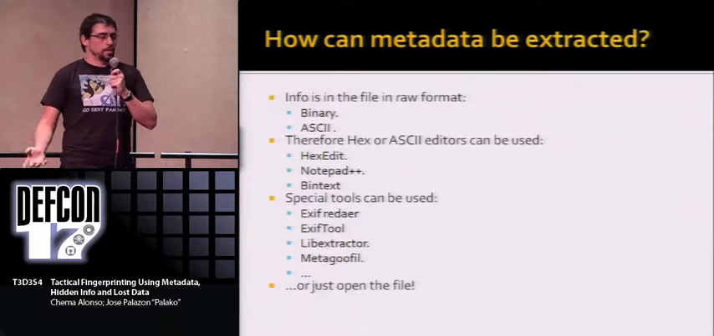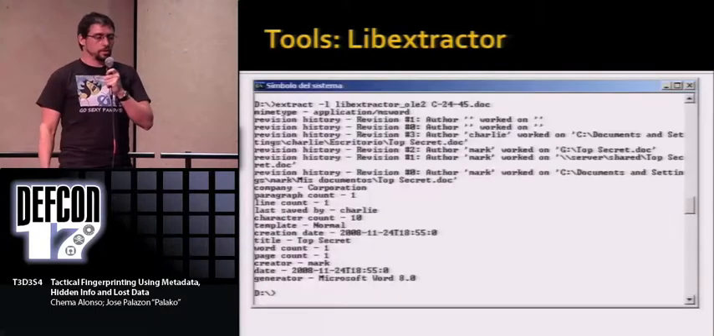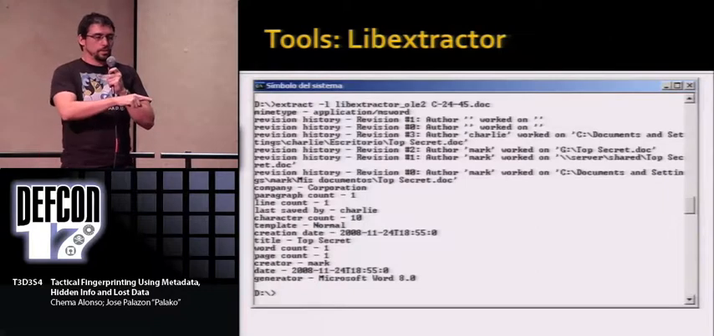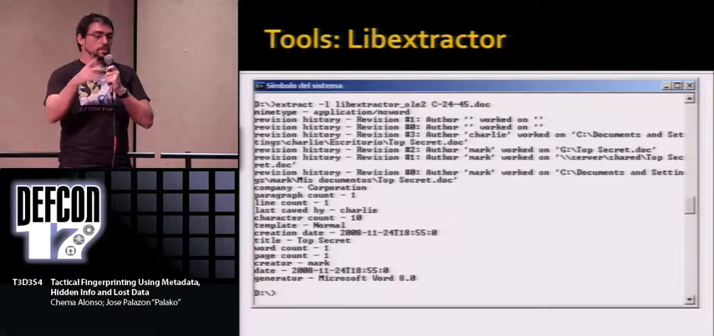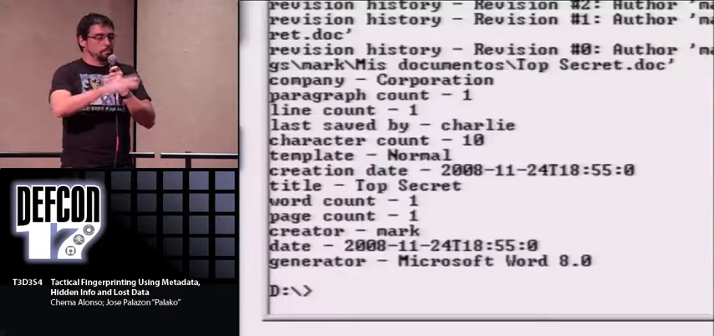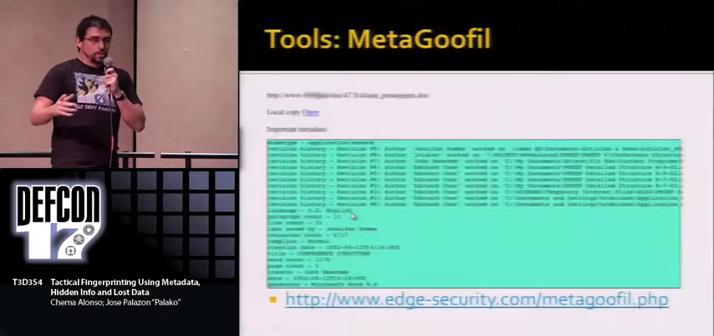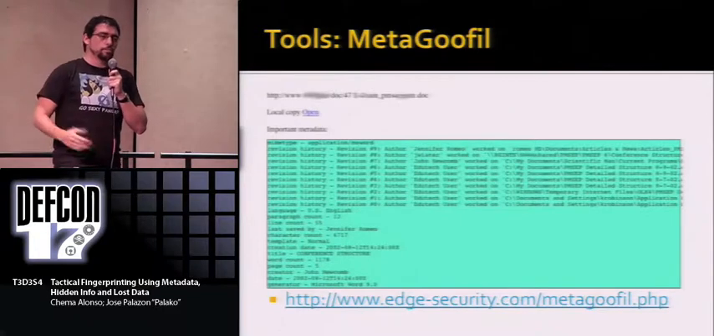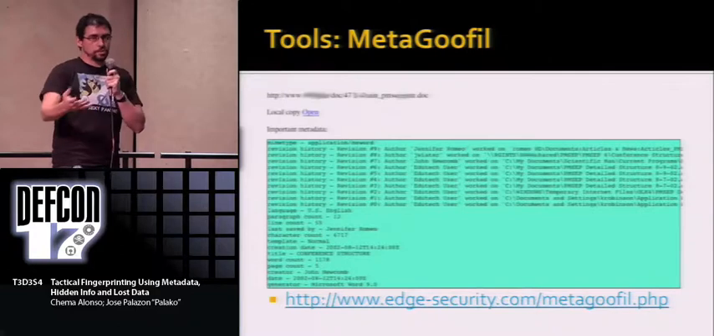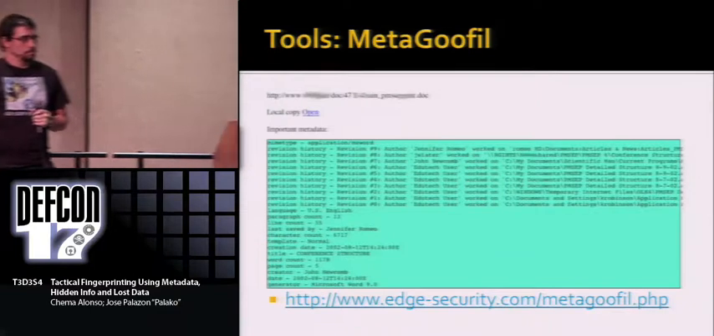To read the information, like EXIF readers for images, or LibExtractor, which is a tool that will take Office documents and read the information there. This is a screenshot of LibExtractor. It's taking a doc document, and you can see the history of the document there, some users, that stuff. You can use MetaGoofil too, which is a tool that is actually going to take the domain, go into Google, get all the information, download it, use LibExtractor, and then present you with that information. This tool was created by another Spanish guy, so it's great.